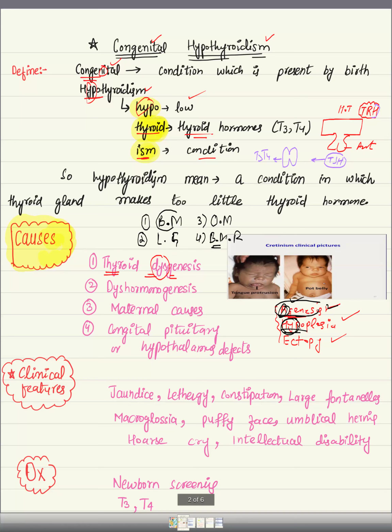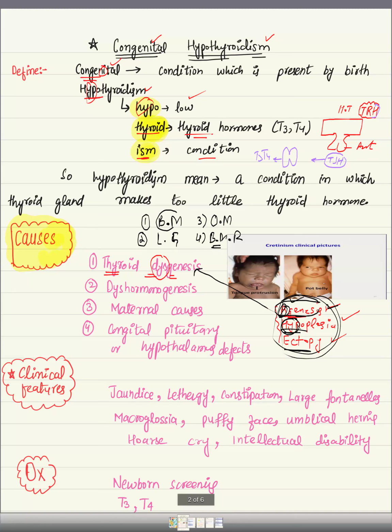Another important term is ectopy. What is the meaning of ectopy? The thyroid gland is present in the wrong place. Normally, the thyroid gland is present in the neck, but if it is present under the tongue, it is a type of ectopy. So all these are the types of thyroid dysgenesis. Please remember these different types of thyroid dysgenesis.